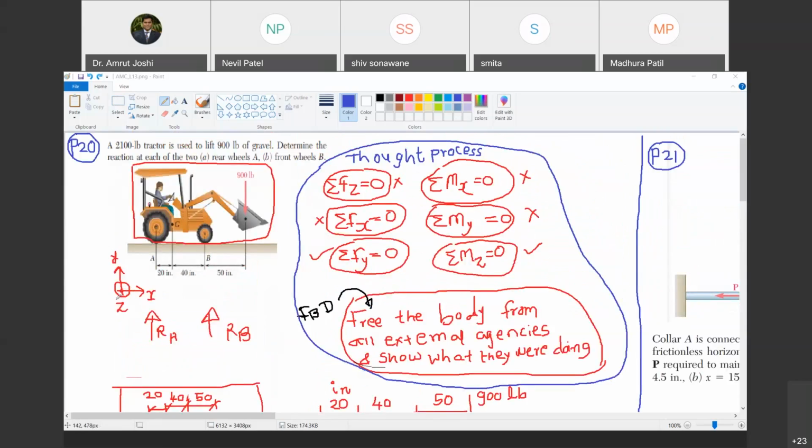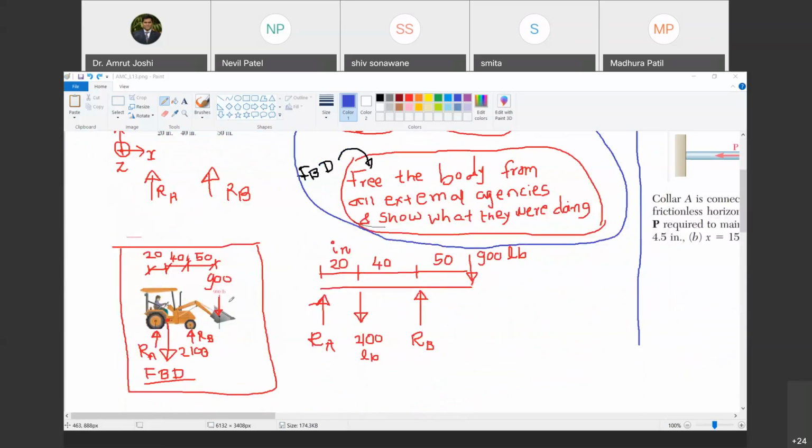Now we have also defined a coordinate system X, Y and Z coming out of the plane of paper towards you. Now in practice, while solving the problem with pen and paper, you cannot draw the sketch of this tractor. So then you can draw the line diagram.